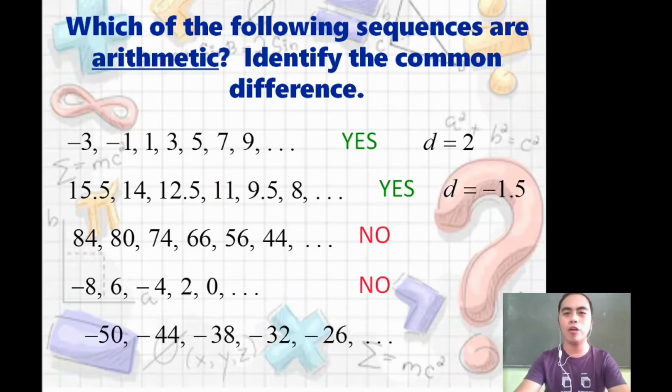-50, -44, -38, -32, and -26. Is it an arithmetic sequence? Yes, because they have the common difference of 6.